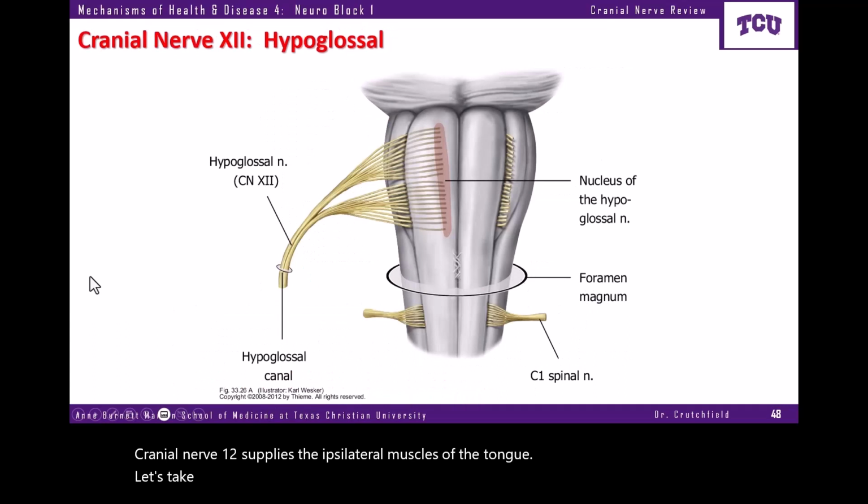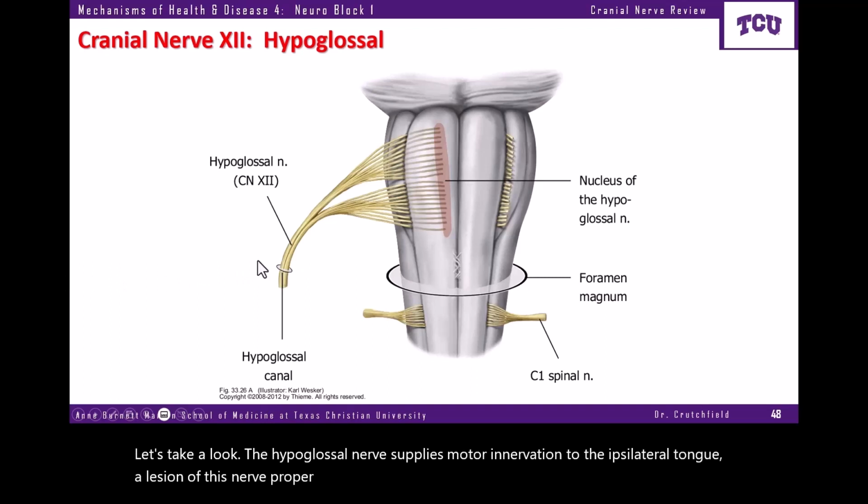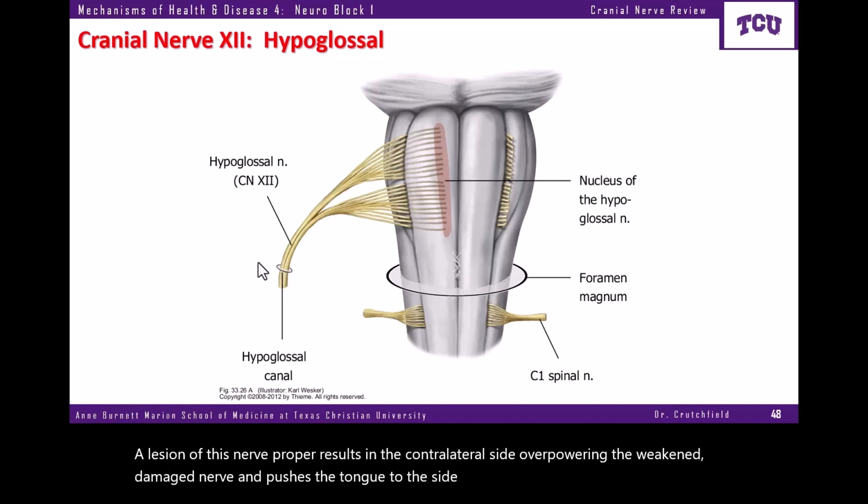Let's take a look. The hypoglossal nerve supplies motor innervation to the ipsilateral tongue. A lesion of this nerve proper results in the contralateral side overpowering the weakened, damaged nerve and pushes the tongue to the side that's been damaged. We call this that it points to the side of the lesion.